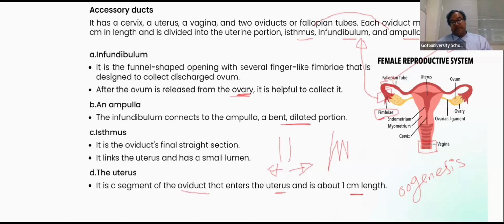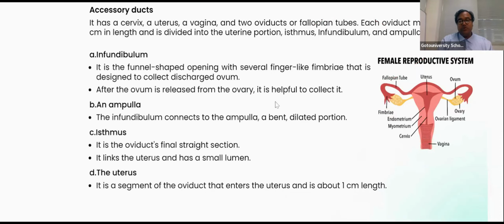Here the length of the oviduct, you know very well, is about 1 centimeter. I am saying the oviduct area entering into the uterus is about 1 centimeter. Like this, we already narrated for you. I think you all got this message.